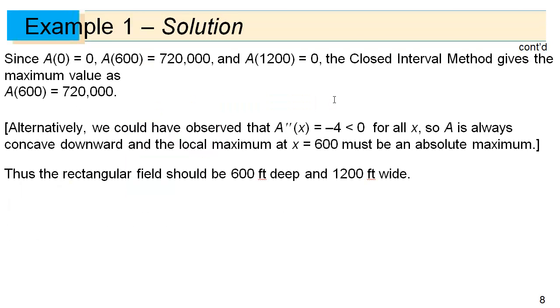Now if we want to figure out what that area actually is, then we can go back and plug 600 into the area formula, or realize that we've got 600 times 1200, multiply those together, and there's your 720,000.